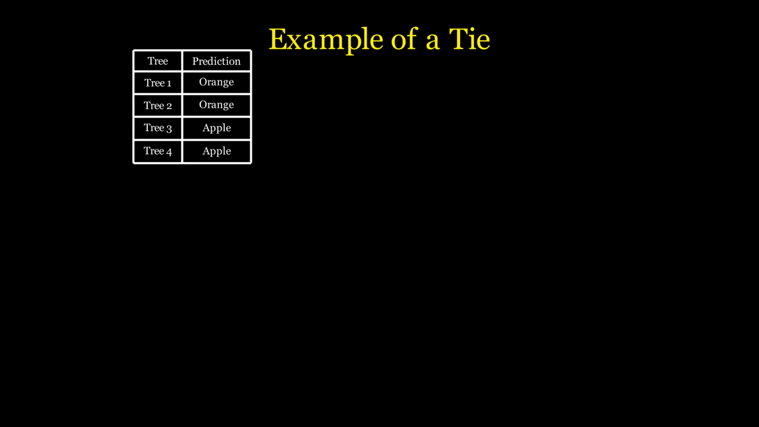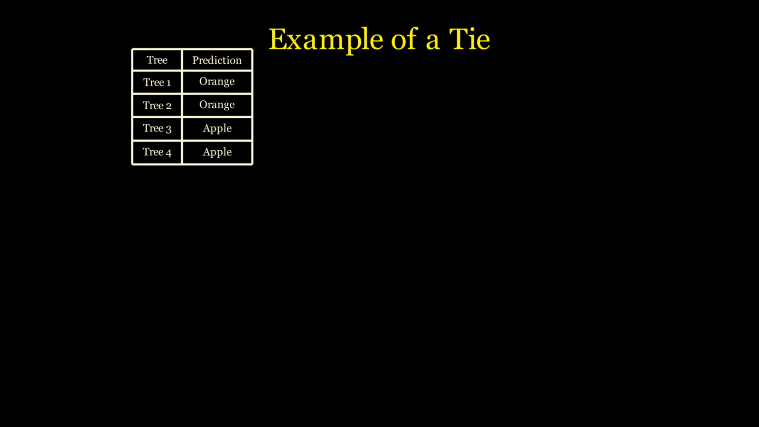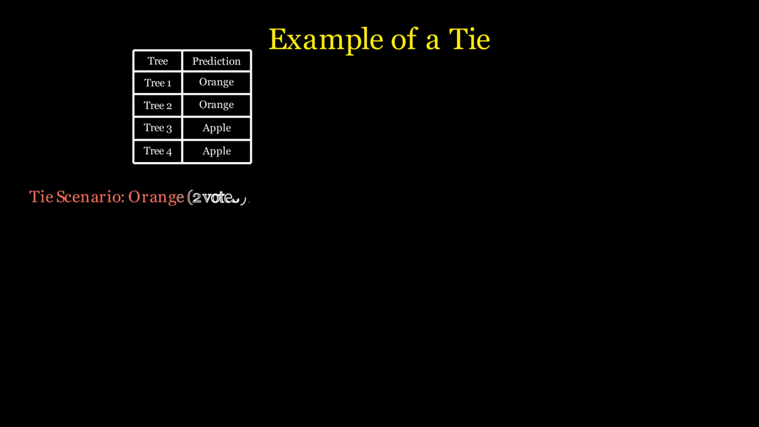Let's revisit the fruit classification example. Suppose we have 4 decision trees, and their predictions for a new fruit are as follows. Here, tree 1 and tree 2 predict orange, while tree 3 and tree 4 predict apple. This results in a tie: 2 votes for orange and 2 votes for apple. To resolve the tie, the random forest uses one of the tie-breaking mechanisms. Let's explore how each mechanism works.